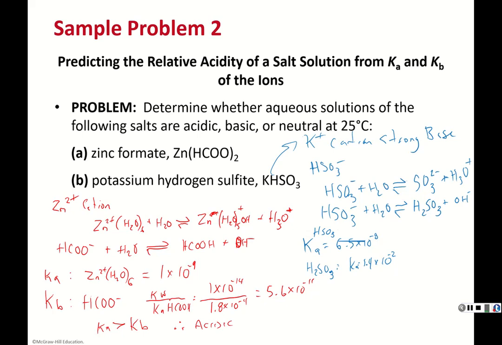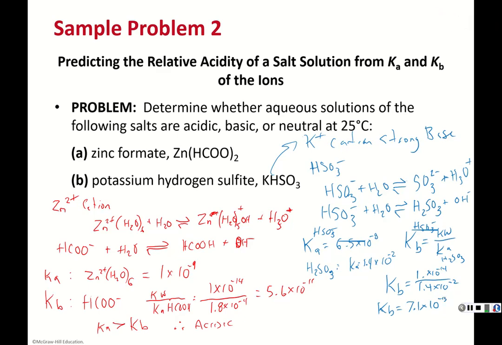What we really want is the Kb of HSO3 minus. And so that'll just be Kw divided by the Ka of H2SO3. Right? That's how we calculate the Kb of something that we can't look up because it's not in the table. Okay, so that's 1 times 10 to the negative 14th, divided by 1.4 times 10 to the minus 2. That's the value we could look up. So our Kb here is 7.1 times 10 to the minus 13th.